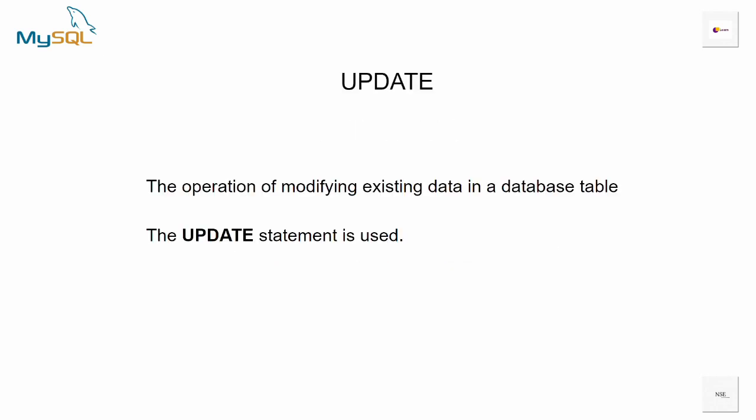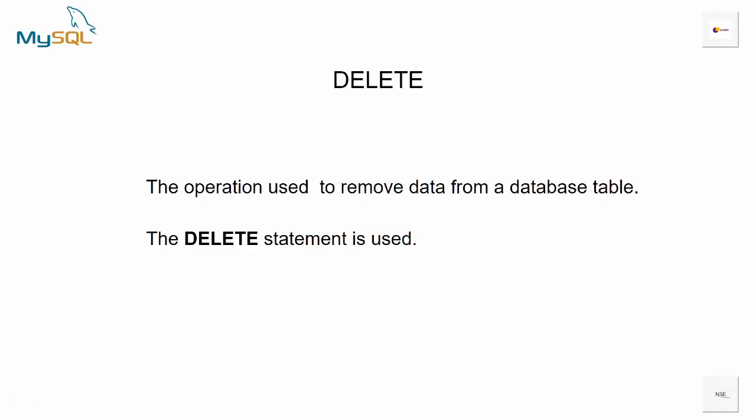Update. The update operation modifies existing data in a database table. For this, update statement is used. And lastly, we have delete. Delete operation is going to remove data from a database. For this, the delete statement is used. Now, let us talk about these operations in detail, one after the other.